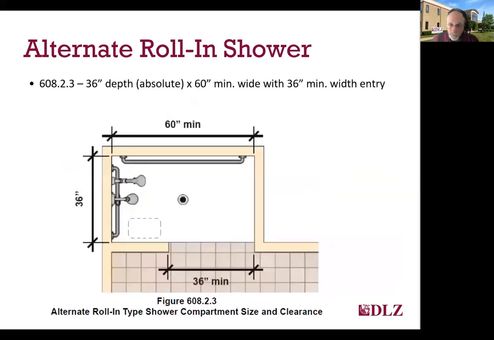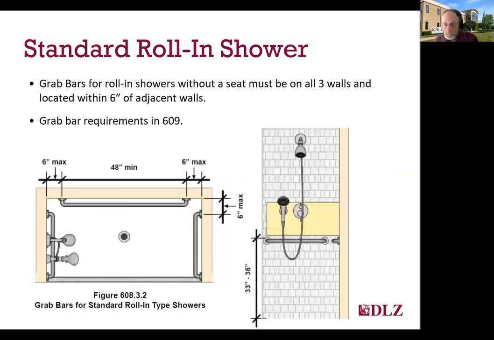For an alternate roll-in shower, and you can see here the entryway and the short stub wall on the entry wall, the minimum dimensions are larger, being 36-inch absolute depth, and that is an absolute depth, and 60-inch width, which is the minimum and not an absolute. The opening to the shower is also a minimum at 36 inches and must be on the long end of the shower. And these dimensions hold whether there's a seat or not within the shower. And you can see the dashed line showing where the shower seat goes for an alternate roll-in shower.